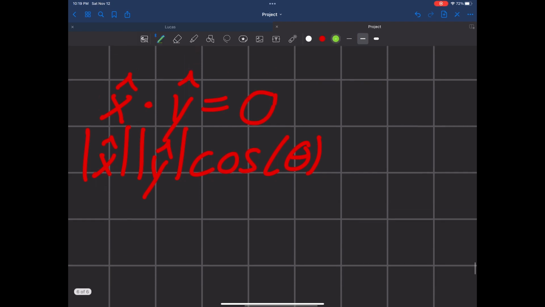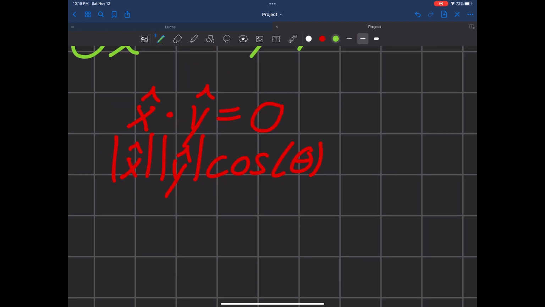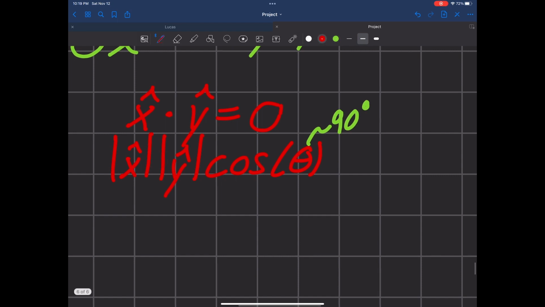Now, question. The angle between x hat and y hat, what is it? It's 90 degrees. What's the cosine of 90? Cosine of 90 is equal to 0. So this whole thing becomes 0. Even though these are 1 and this is 1, we have a times 0, we get 0.